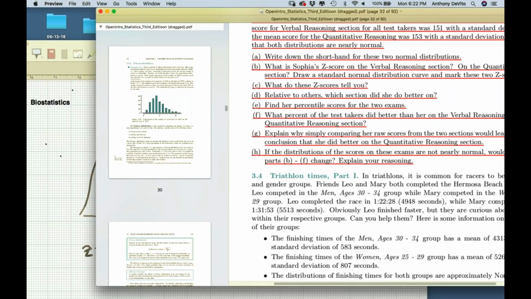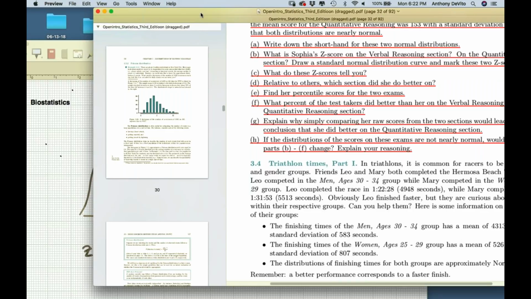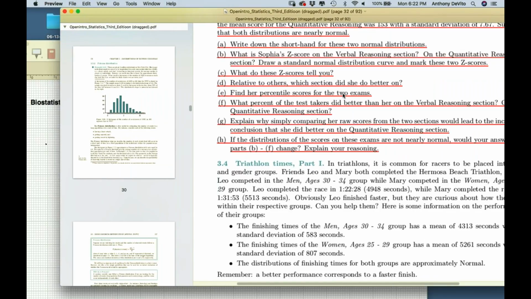Actually, we can quantify that a bit more. Perhaps they're going to have us do that in the next part. Find her percentile scores for the two exams. Well, what is a percentile score? The percentile score is the percentage of students that scored below you on an exam. For instance, if you're in the 90th percentile, you can look at it two ways. From our perspective, looking at this chart, if you're in the top 10%, you would say 90% of the students did worse than you, right?